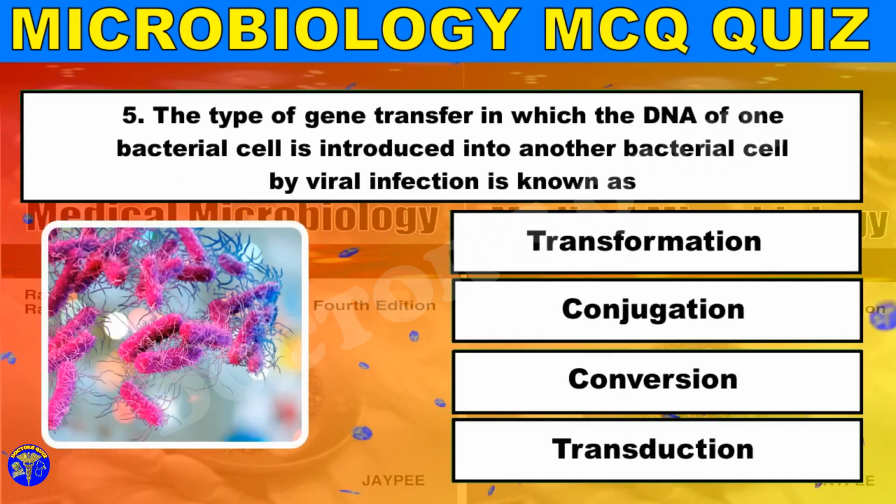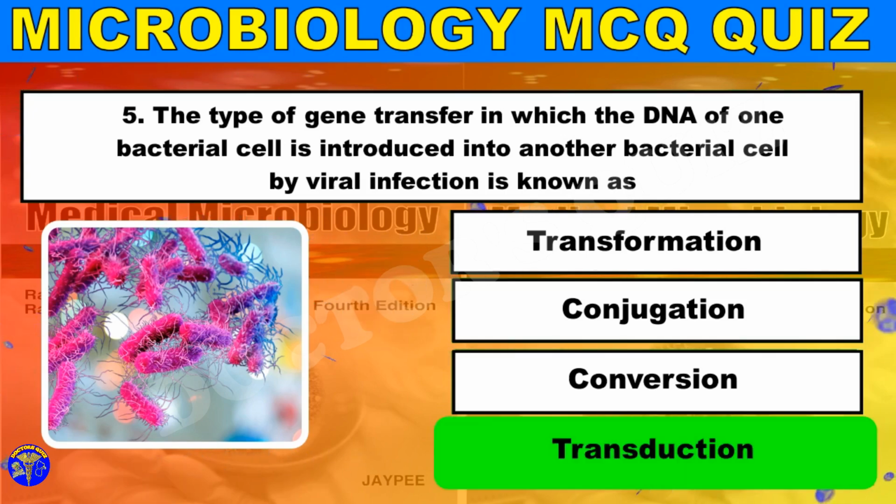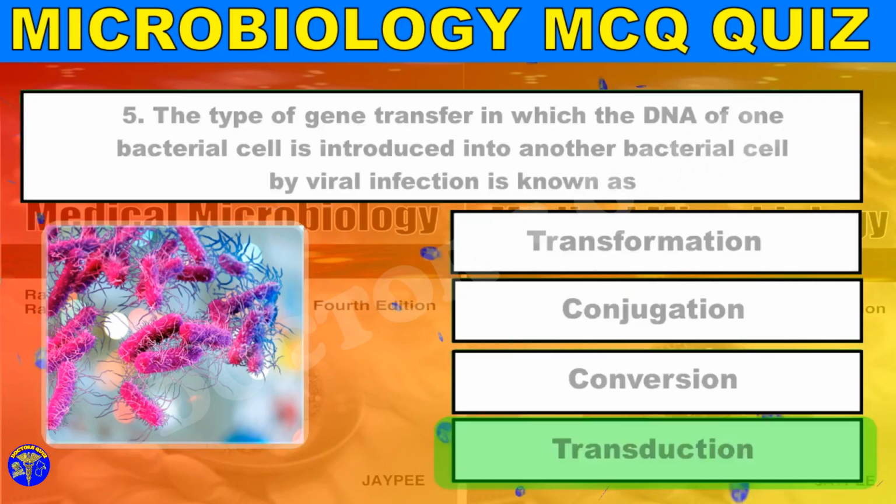The next question is, the type of gene transfer in which the DNA of one bacterial cell is introduced into another bacterial cell by viral infection is known as? The options are transformation, conjugation, conversion, and transduction. And the right answer is transduction.